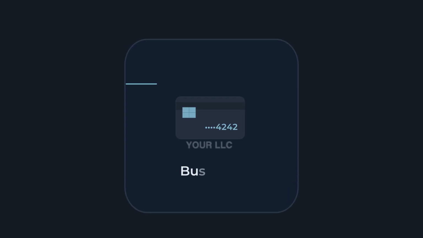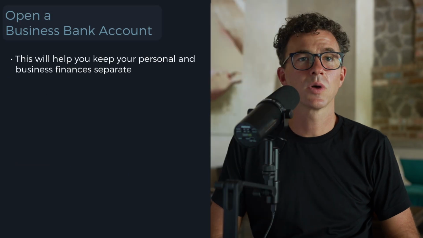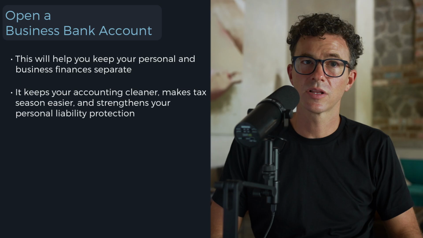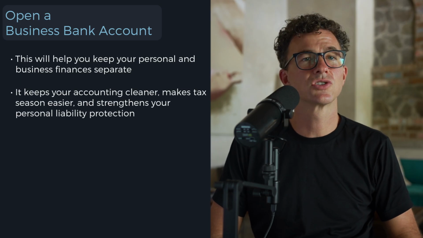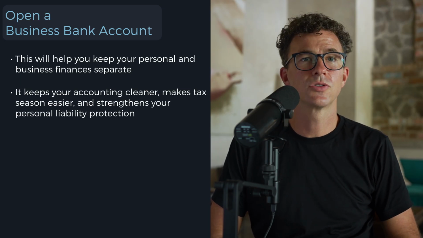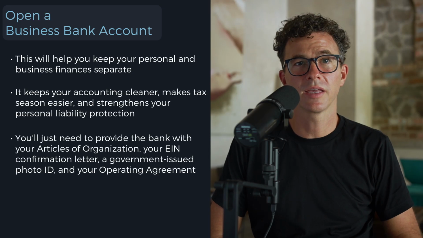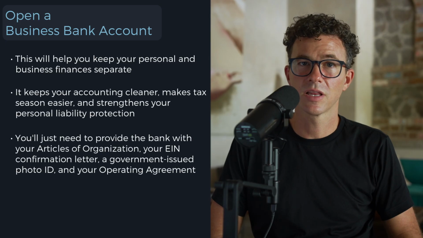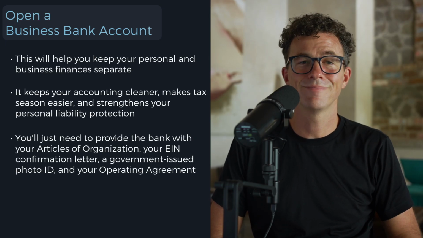Step 6, open a business bank account. This will help you keep your personal and business finances completely separate. It keeps your accounting cleaner, makes tax season easier, and strengthens your personal liability protection. To open one, you'll just need to provide a bank either online or in branch with your articles of organization, your EIN confirmation letter, a government-issued photo ID, and your operating agreement.